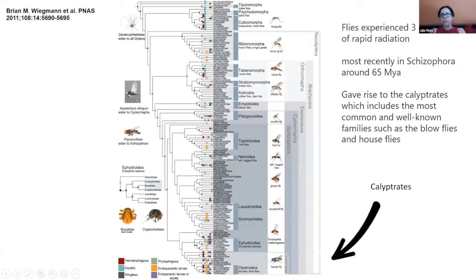So flies experienced 3 episodes of rapid radiation, most recently around 65 million years ago with the Schizophora, which gave rise to the calyptrates. They saw that rapid radiation of species, and this includes the common and widespread flies that I researched, such as the house flies, the blowflies, and the flesh flies.